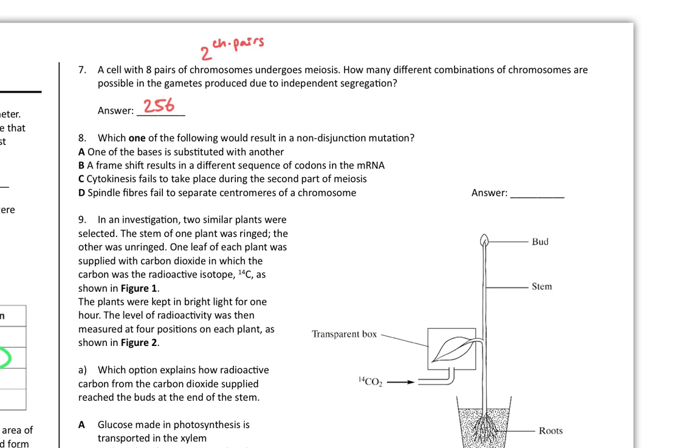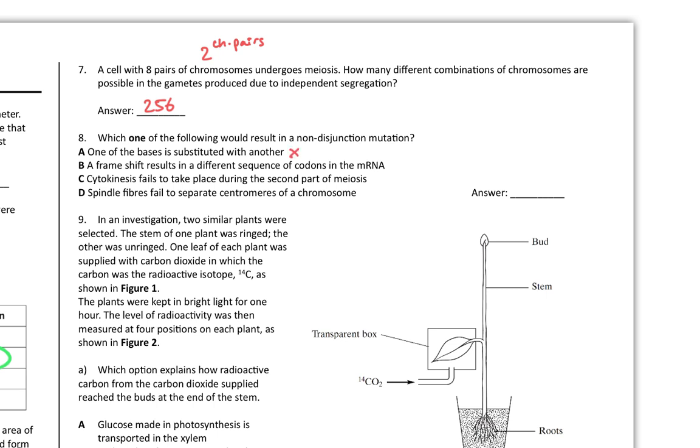Yeah, so 2 to the power 7, which some of you had instead, was 128. Yeah, in a human cell, it'd be 2 to the power 23, which is 5 million and something. And then 8, which one of the following will result in a non-disjunction mutation? So one of the bases is substituted.